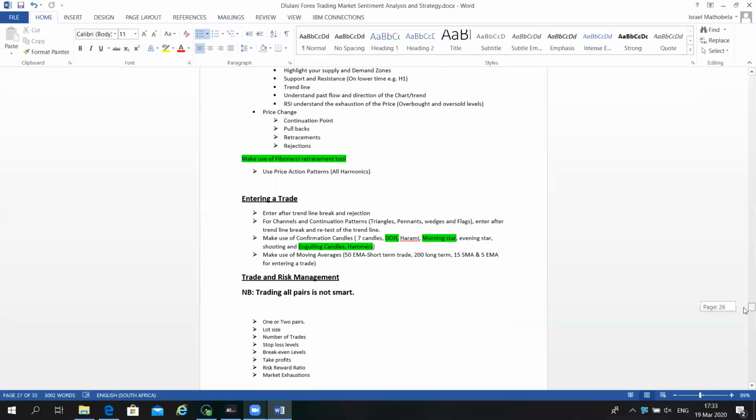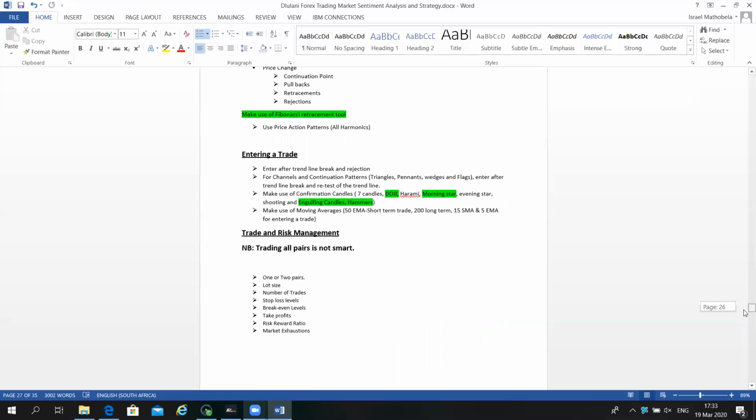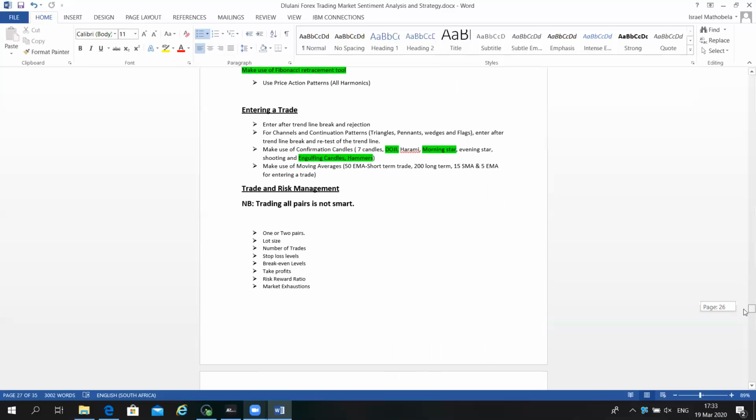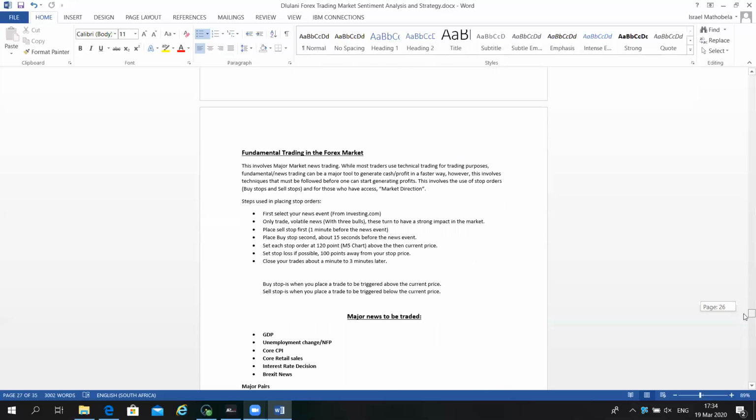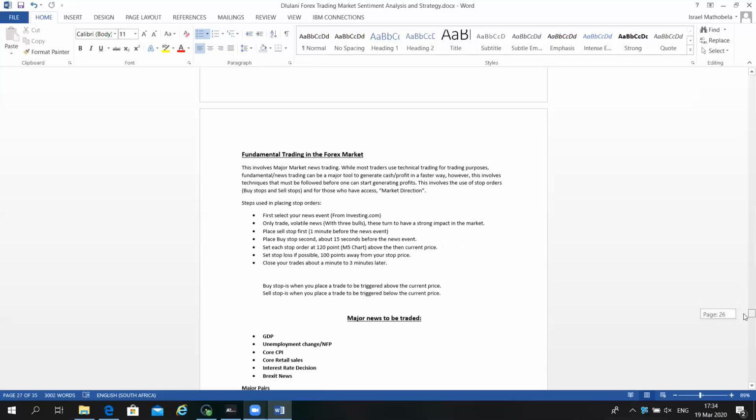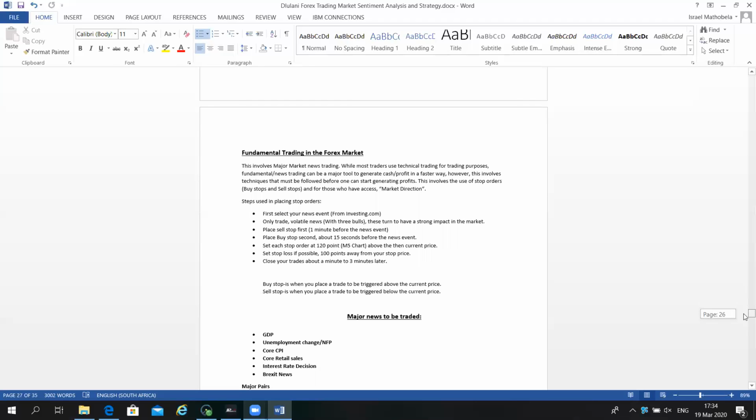Then here we specifically focus on how to enter a trade. There's even a special lesson on it as well. Then trade and risk management. Trading all pairs is not smart, as we say. Focus on one pair and master it, right? One or two pairs, yes, and master it. But when you're trading, you must also look at your account balance and take risk management into account, right?